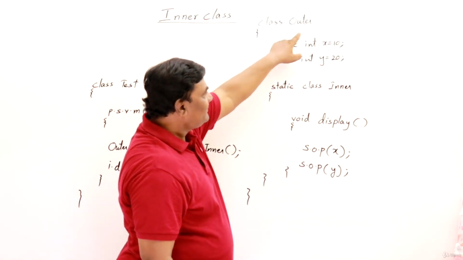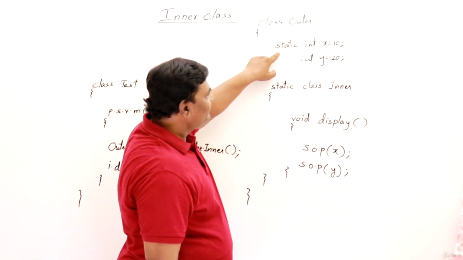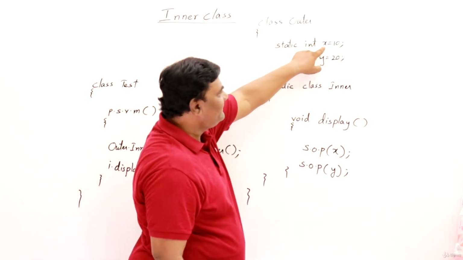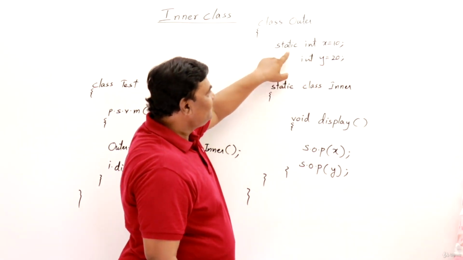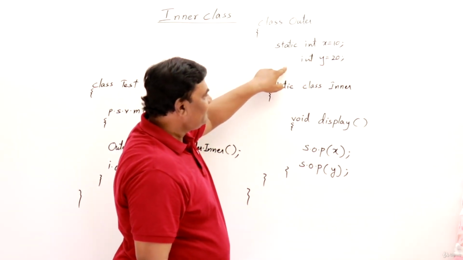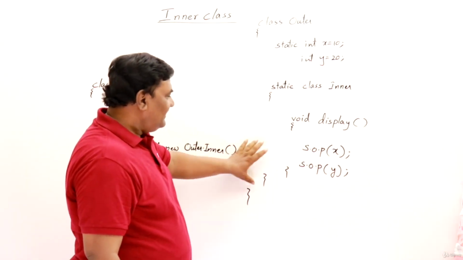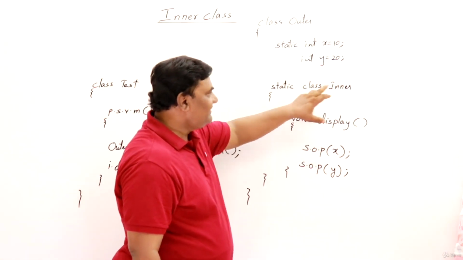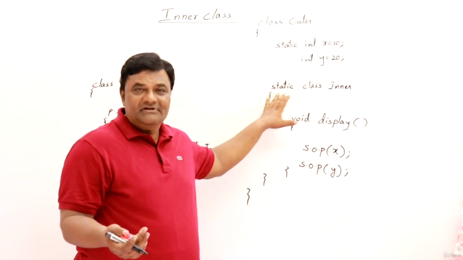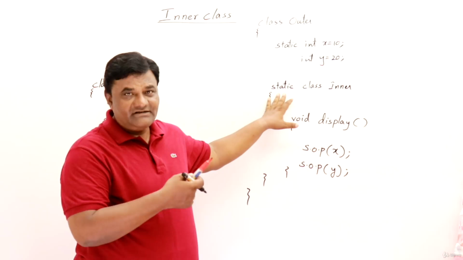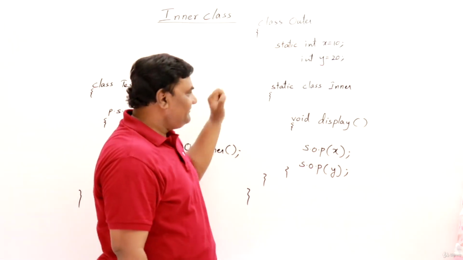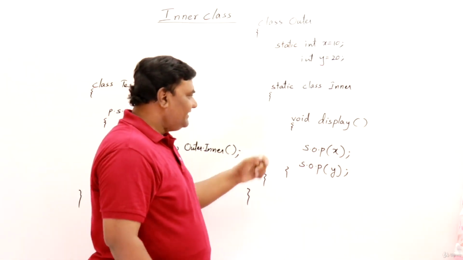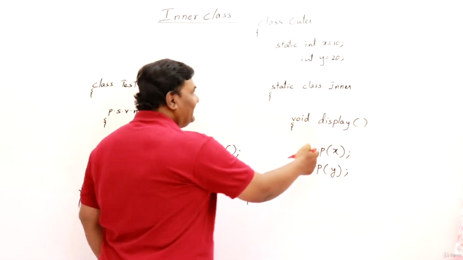I have a class Outer and I have two data members, that is, properties x and y. This one is static, this one is not static, non-static. Now I have an inner class, and this is static class Inner. So static means it's a static member. It can be directly accessed using the outer class name, that is, the class name. And it has one method, display. And inside this, I am displaying x.